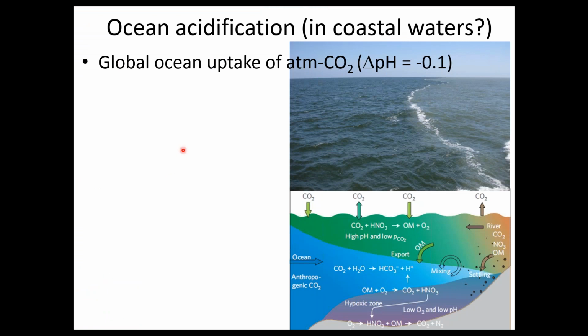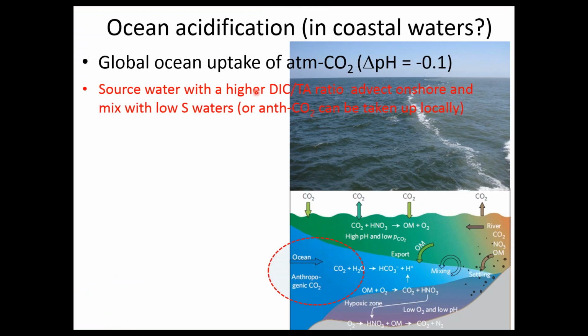So anyway, we have this source water being acidified, with a higher DIC to alkalinity ratio. Basically, when you take up CO2, you have higher DIC, but that doesn't change the alkalinity. So this source water, open ocean water, has a higher ratio than pre-industrial, and that water would advect onshore and mix with low salinity waters. Now, we could also have local anthropogenic CO2 uptake in the estuarine zone or coastal water as well, but mostly it's definitely from the open ocean.